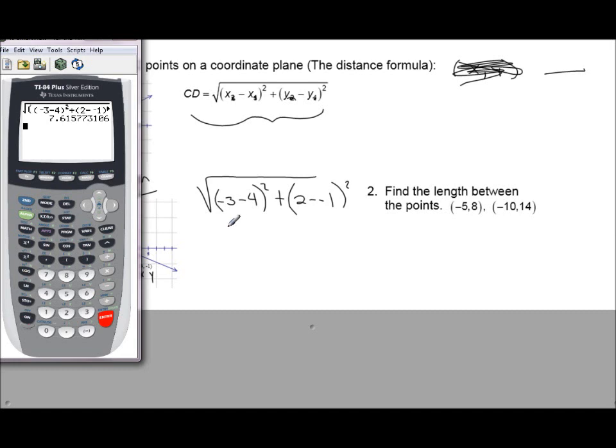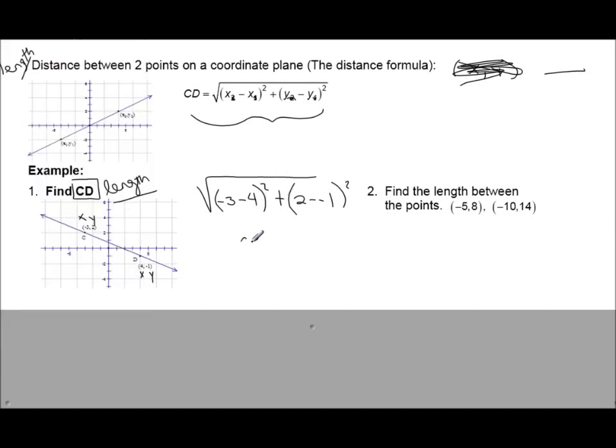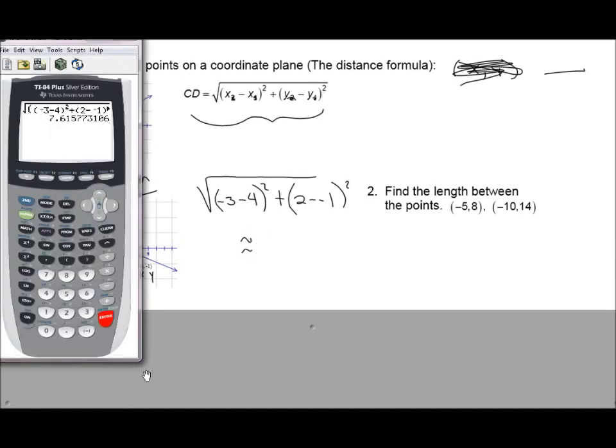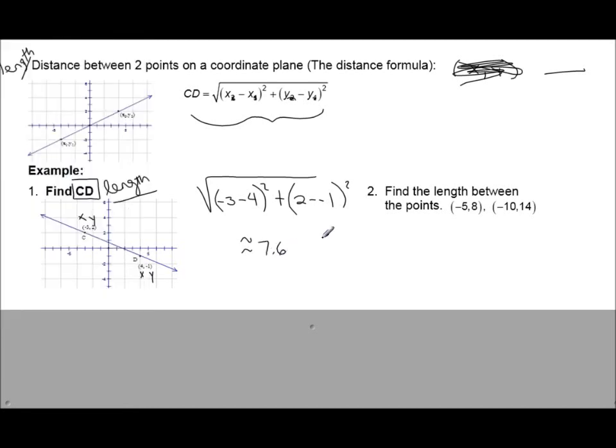When we find distance, we are finding to the nearest tenths in this class. So it's going to be approximately, that symbol means approximately, because we are going to round, 7.6. Your tenths place is this first digit here, 7.6. Okay, so now I'd like for you to pause the video and try number 2.